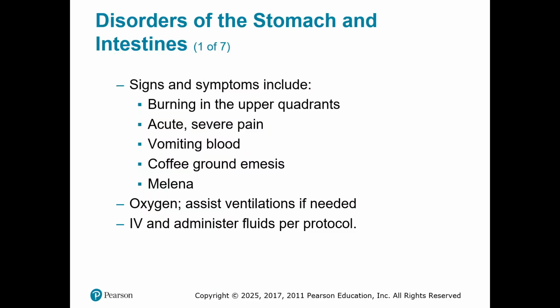So burning in the upper quadrants, acute severe pain. They're going to be vomiting blood or a coffee ground type emesis. Could have melena. So we're going to do oxygen, assist ventilations if needed. Hopefully most of these don't need assisted ventilations. Most of these just need a little transport to the hospital.